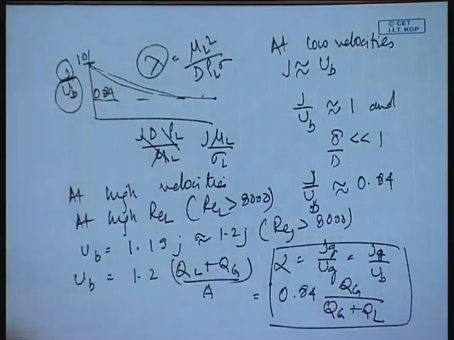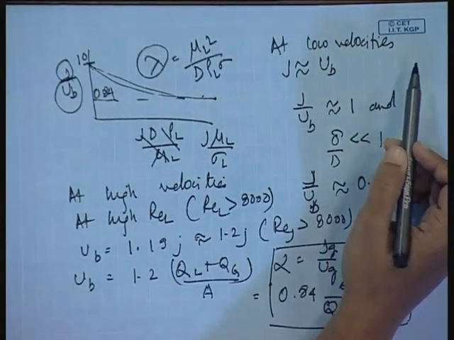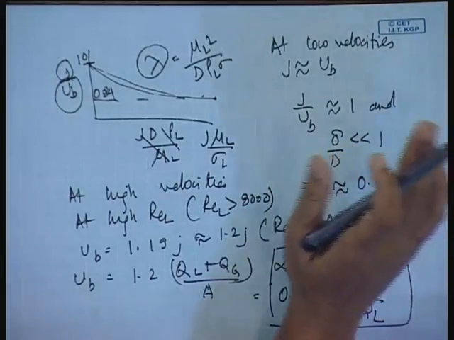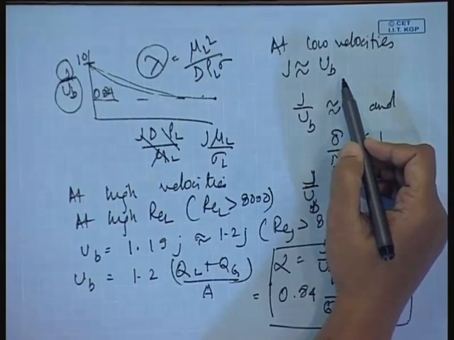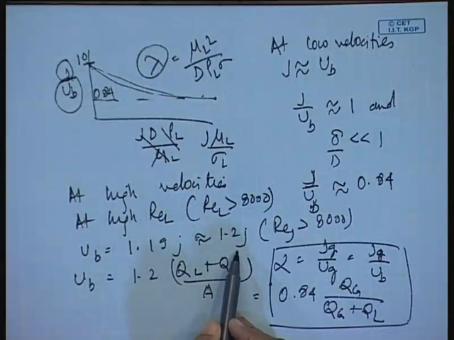From there people have found that when the velocity is low, both the liquid and the bubble flow at the same velocity, or more or less J can be approximated to be equal to UB, which automatically implies that this is possible only when the liquid film thickness is very small. Okay. This occurs at low velocity. When velocity is high, that means the liquid Reynolds number is high, people have observed that J by UB reduces to a ratio of 0.84, which gives you UB equal to almost about 1.2 J.